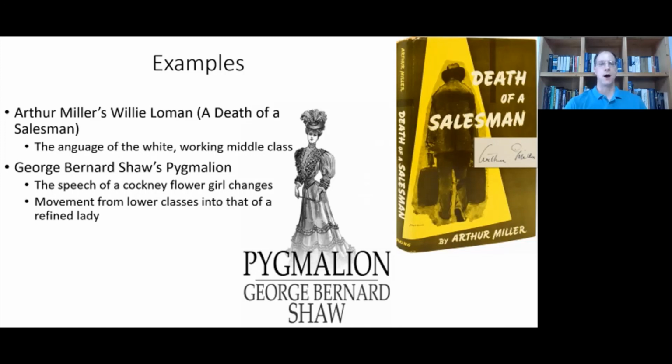For example, Arthur Miller's Willy Loman in Death of a Salesman captures the language of the white working middle class. George Bernard Shaw's Pygmalion changes the speech of a Cockney flower girl from the lower classes into that of a refined lady.